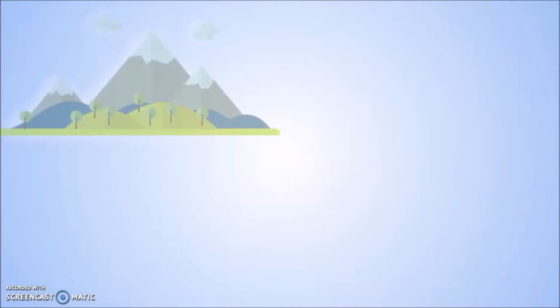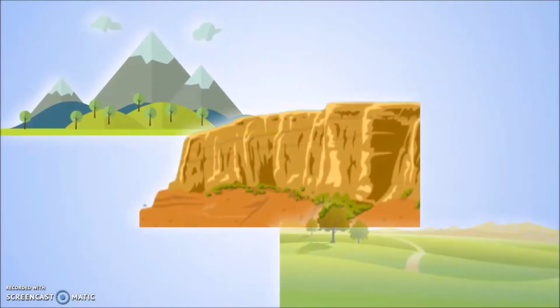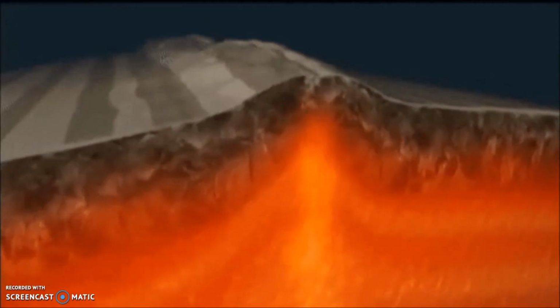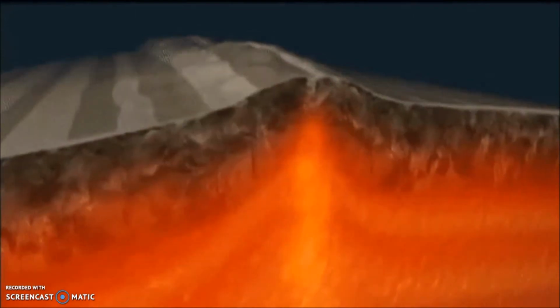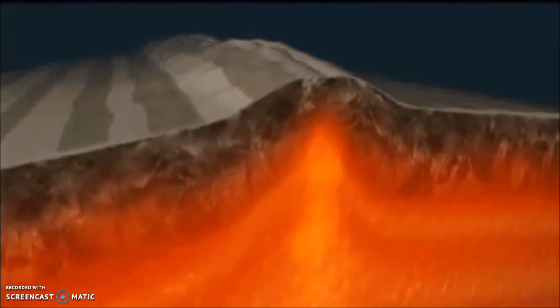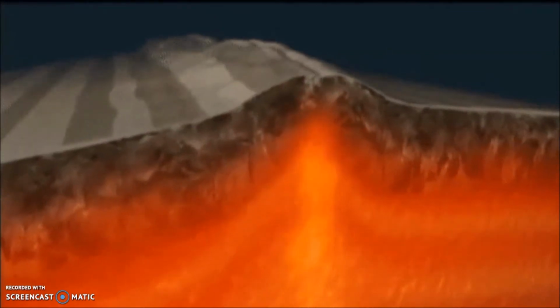We know that there are different types of landforms: mountains, plateaus, and plains. Today we'll discuss how these landforms are created. We know previously that the crust is constantly moving in different directions, and that hot liquid rock called magma under the surface is always trying to push its way up.